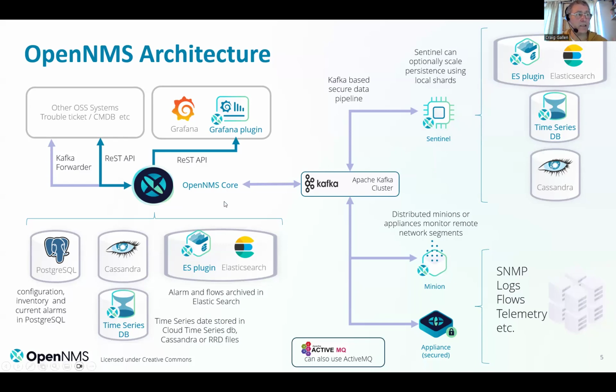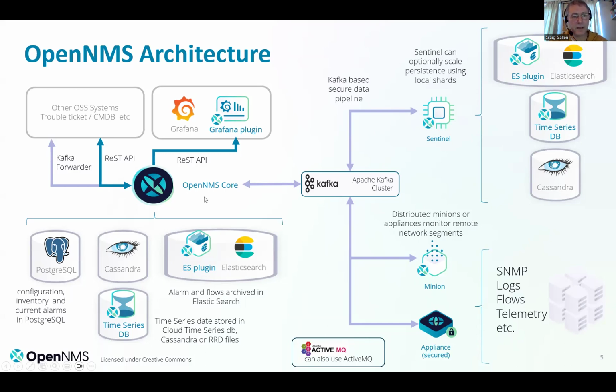OpenNMS by itself can collect data straight from the network, but it also has a concept of minions, which are remote appliances that can collect data on behalf of OpenNMS. Minions basically will sit in their own address space, and they'll receive SNMP or logs or flows or telemetry data. Anything that's coming from the network can go to a minion, and then the minion can communicate back to the OpenNMS core, either using Kafka or ActiveMQ to talk to the core system.